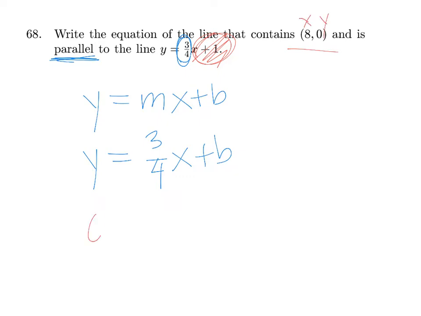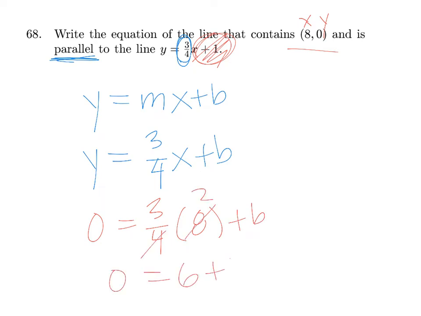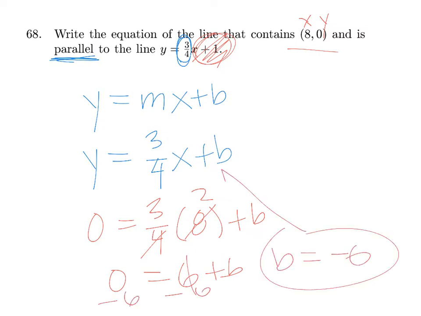So I have 0 is equal to 3/4 x, which is 8, plus b. 4 goes into 8 twice. I get 0 is equal to 6 plus b. Subtract 6, and b is equal to negative 6. Take it and plug it in. y is equal to 3/4 x minus 6. Done.